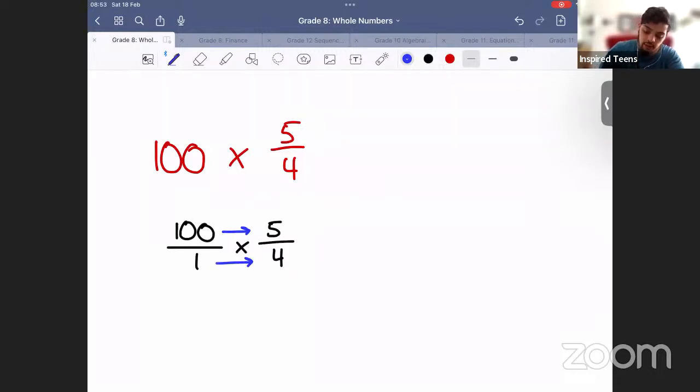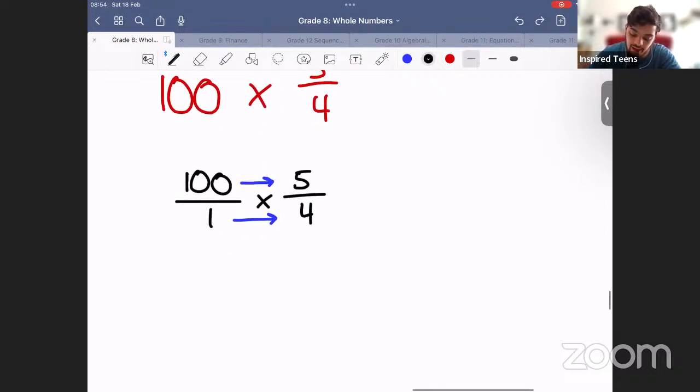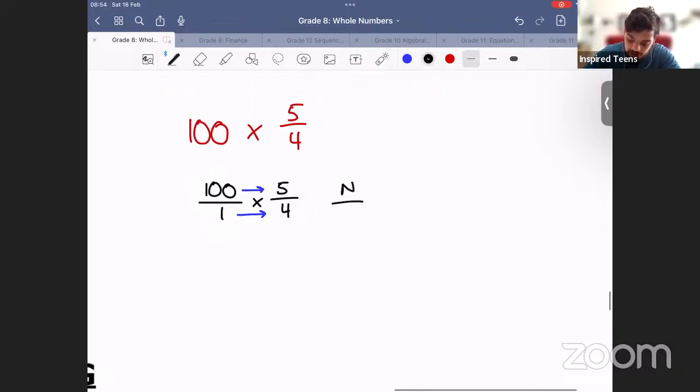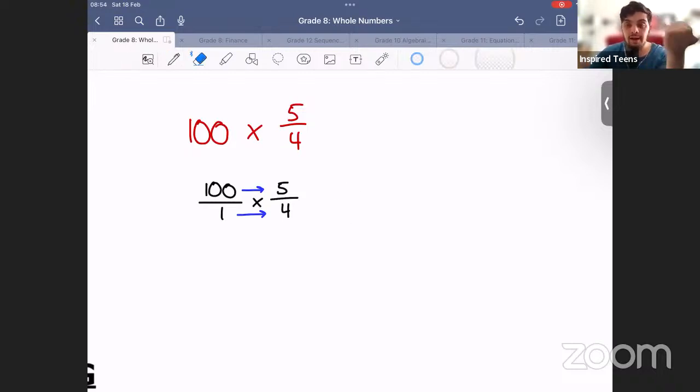In essence, we're going to say 100 times 5 and 1 times 4. But before we do that, we can simplify anything that's in the numerator and anything that's in the denominator. If we can divide it by the same value, we can use that to simplify. For example, I can simplify 5 and 1. It's already in its simplest form. I can try and simplify 5 and 4. It's already in its simplest form, right? There's no number that can go into 5 and 4 an exact amount of times.